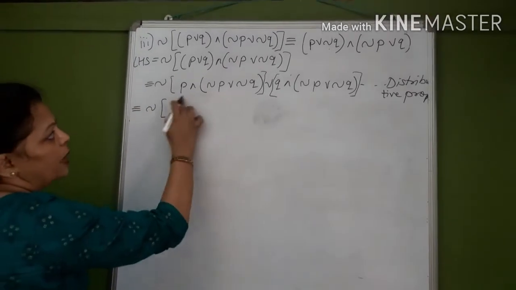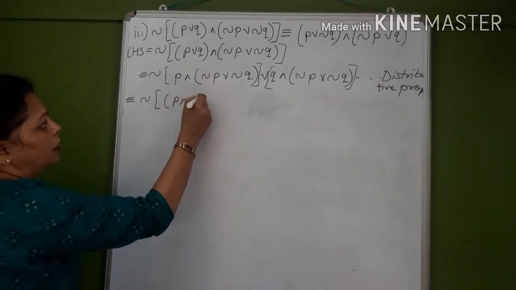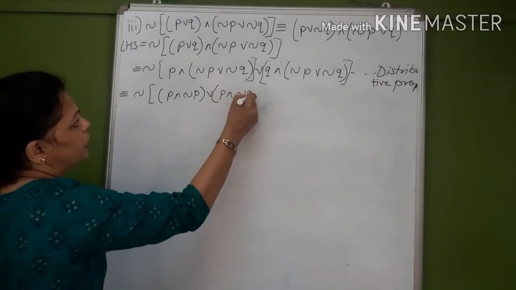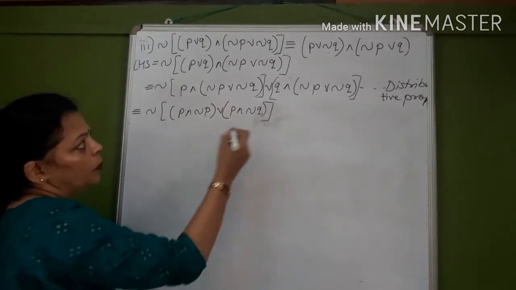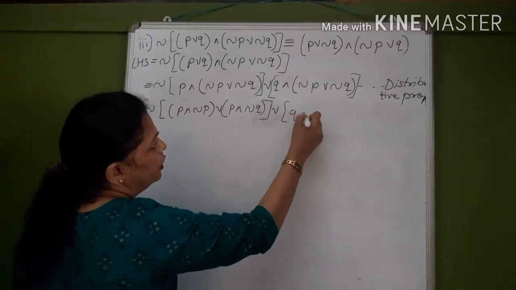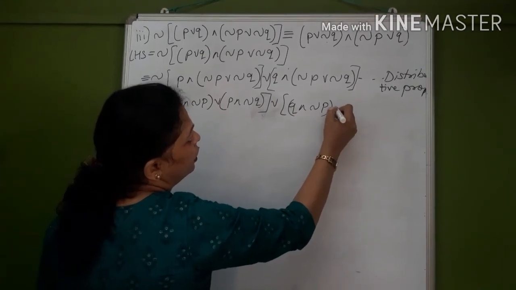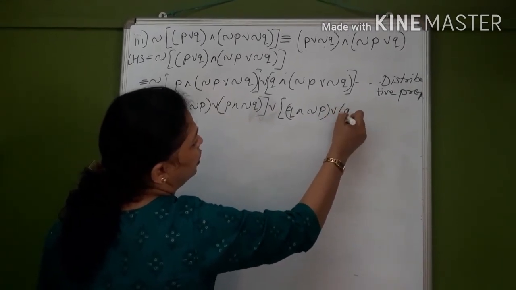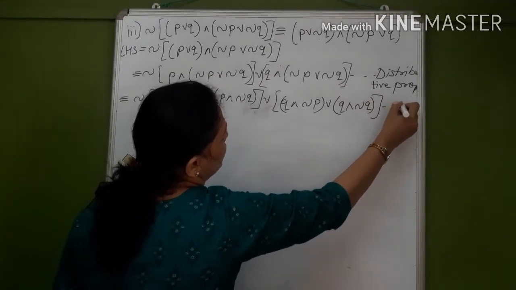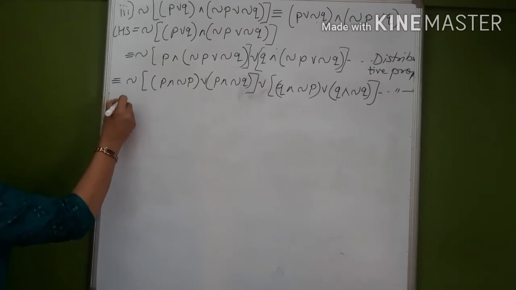Now again solve these brackets. P and negation P, or P and negation Q, or Q and negation P, or Q and negation Q. Same distributive property. So let us simplify.